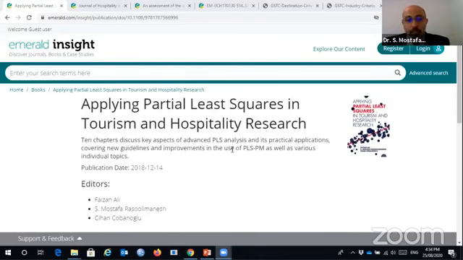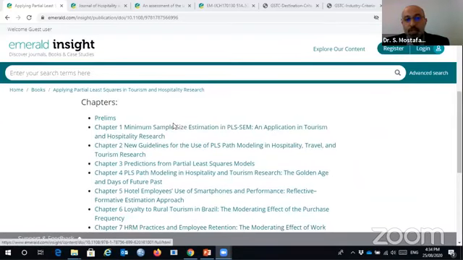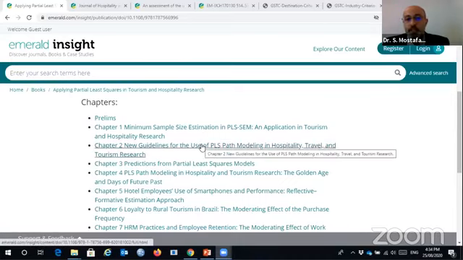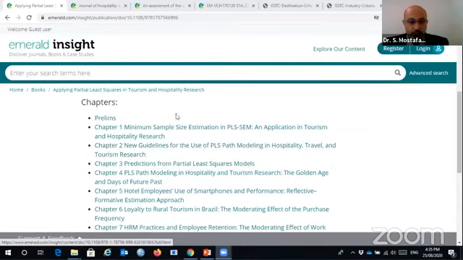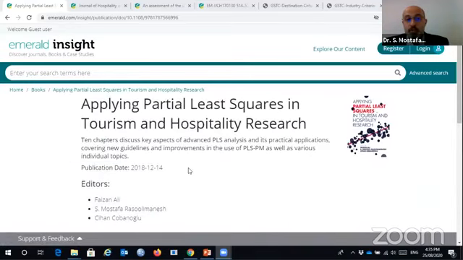In this book, we have several chapters, some of which have been written by very well-known people in the PLS-SEM world. For example, the first chapter is about sample size, written by Professor Ned Kock. The second is the guideline for PLS in tourism and travel research, written by Prof. Jörg Henseler and his colleague. You can also see other chapters on prediction and guidelines for application of PLS, and some empirical chapters. This is the book where we focus on application of PLS.